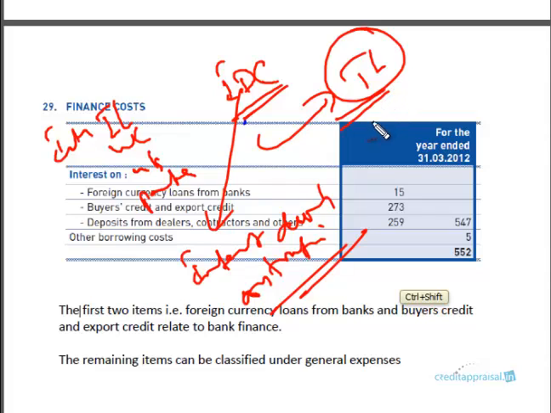So for the moment we'll close this segment, and in the next segment we will continue our discussion of the expenses under the P&L account. In the next segment we'll discuss non-operating expenses, right?